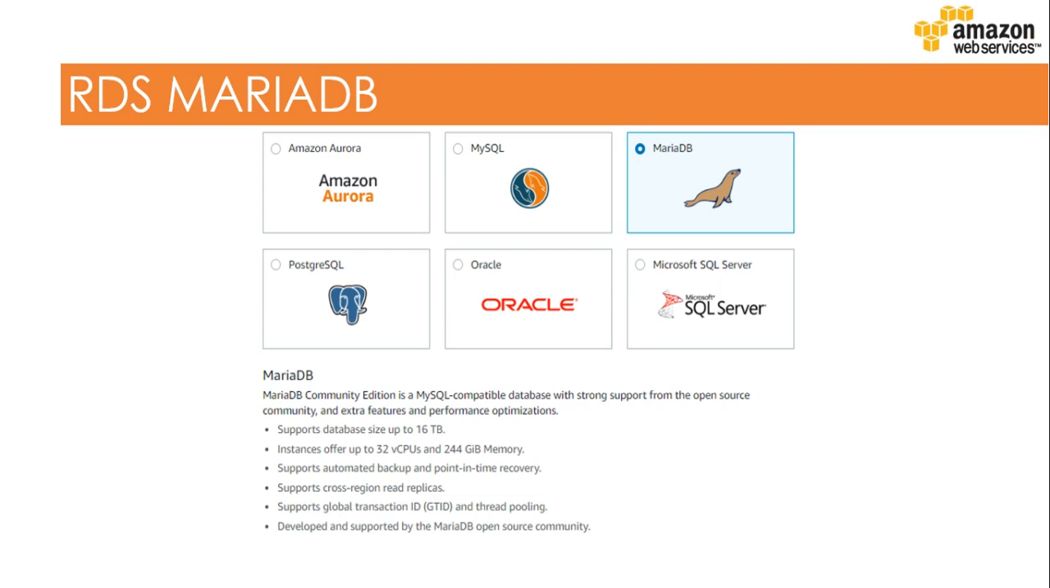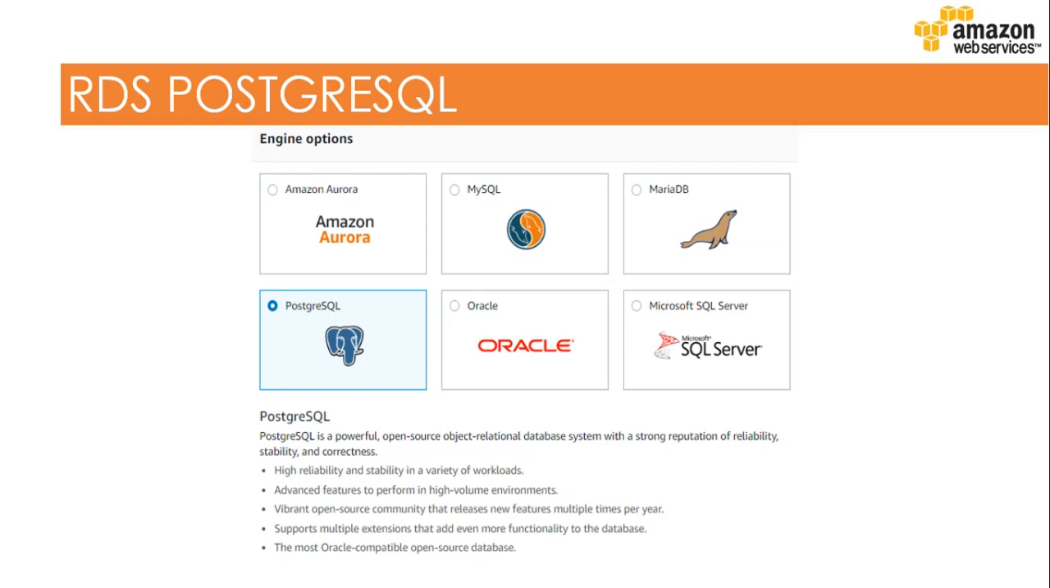Next service is MariaDB. MariaDB Community Edition is a MySQL-compatible database with strong support from the open source community and extra features and performance optimizations. It supports database size up to 60 TB, instances offer up to 32 virtual CPUs and 244 GB memory. It supports automated backup and point-in-time recovery, cross-region replicas, global transaction IDs (GTID), and thread pooling. It is developed and supported by the MariaDB open source community.